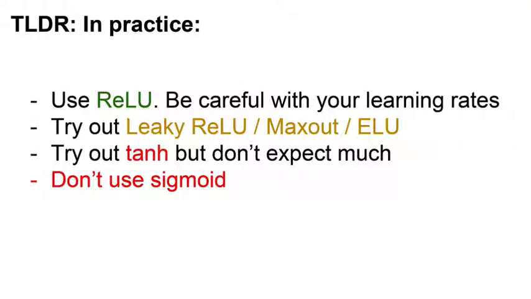So in practice, for convolution, especially for images, we use ReLUs. Sometimes we also try variations of ReLUs, but we rarely use sigmoids because of the vanishing gradients. Okay. All right. So that was activation functions.